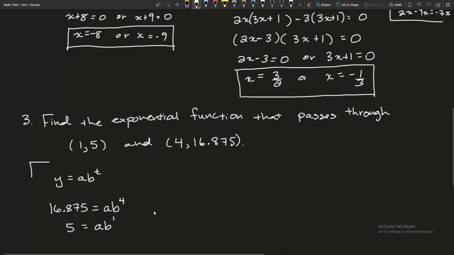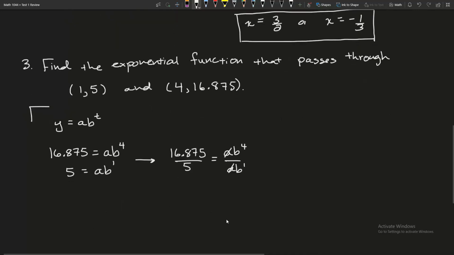And the whole reason is we can take ratios. If both equations are equal, if I divide both sides, I will have an equation as well. By dividing ab to the 4th over ab to the 1st, a will be eliminated, and I'll have an equation only in b. So I can say 16.875 divided by 5 is equal to ab to the 4th over ab to the 1st. The a's cancel, and with the b's, you subtract the exponents. So 16.875 divided by 5 is 3.375, and that will equal b to the 3rd power.